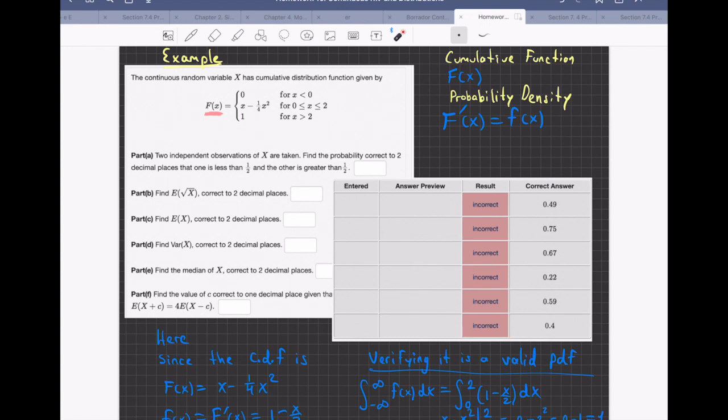Now, let's respond to the question that we have here. First, part A, it says, 2 independent observations of x are taken. Find the probability correct to 2 decimal places that one is less than 1/2 and the other one is greater than 1/2. Well, so far we haven't seen how to compute probabilities of random variables when they are independent. I haven't defined that. We're going to do that later. So by now, if you see this question, you can enter this answer. So don't worry about this precise question. If you can skip that part, well, you want to get the right answer, only type the answer. But I'm going to focus on the rest of the problems.